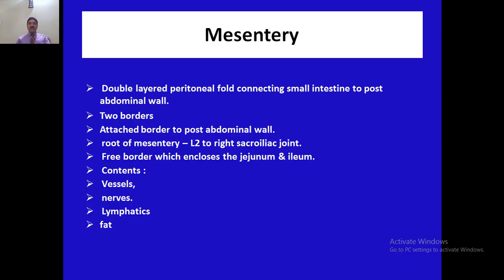What is mesentery? Mesentery, as already said, is a double-layered fold of the peritoneum attaching the small intestine to the posterior abdominal wall. Mesentery has two borders. The attached border to the posterior abdominal wall is called the root of the mesentery. It extends from the transverse process of L2 to the right sacroiliac joint. It has a free border which encloses the jejunum and ileum. The contents of the mesentery are vessels, nerves, lymphatics, and fat.